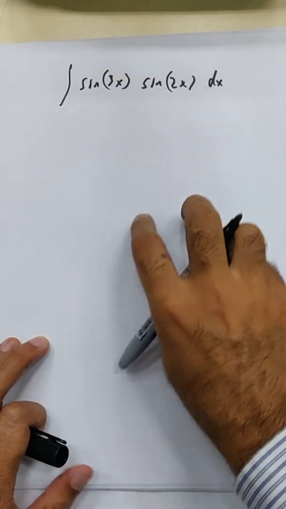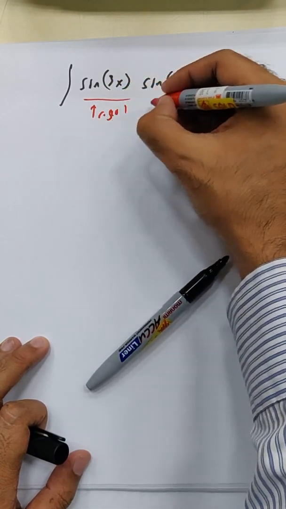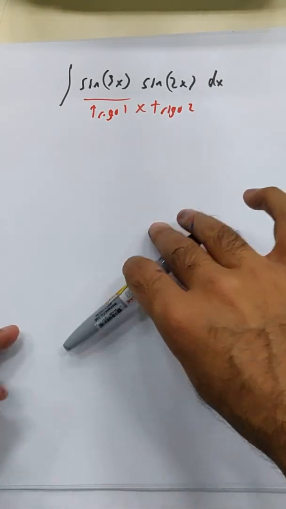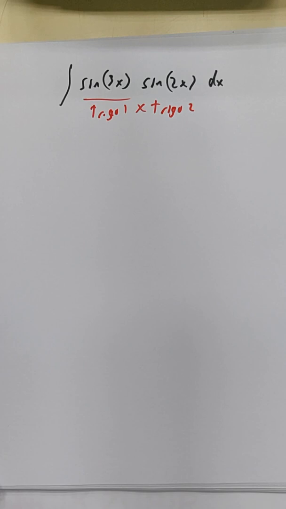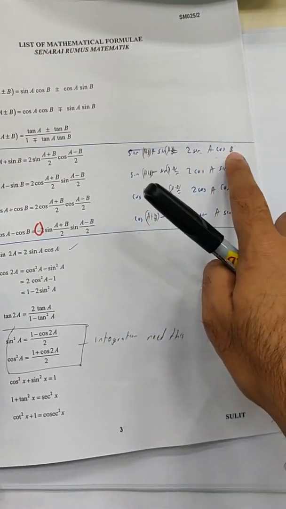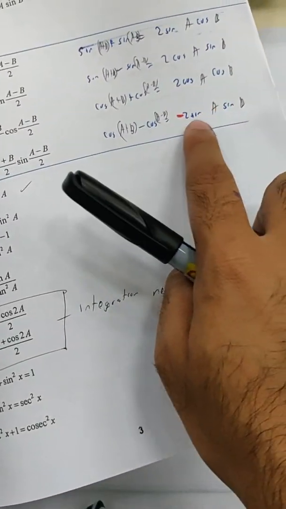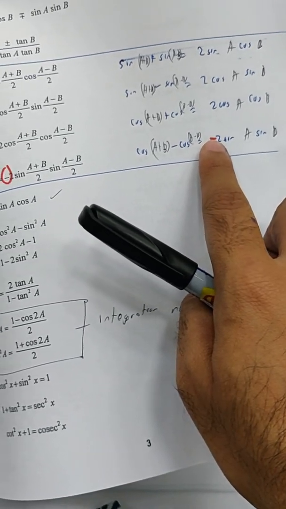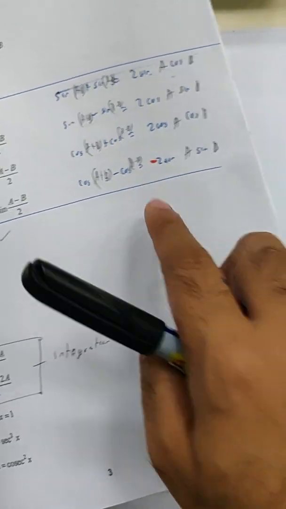Okay, let's try this one. Since this one is a trigo 1 times with trigo 2, you are not allowed to use integration straight away. So you need to use the formula, which is this one. Since this is a sine times sine, we're going to use this one. Yeah, there's a negative at the end of the formula. I missed it at the first part. Be careful, don't be like me.